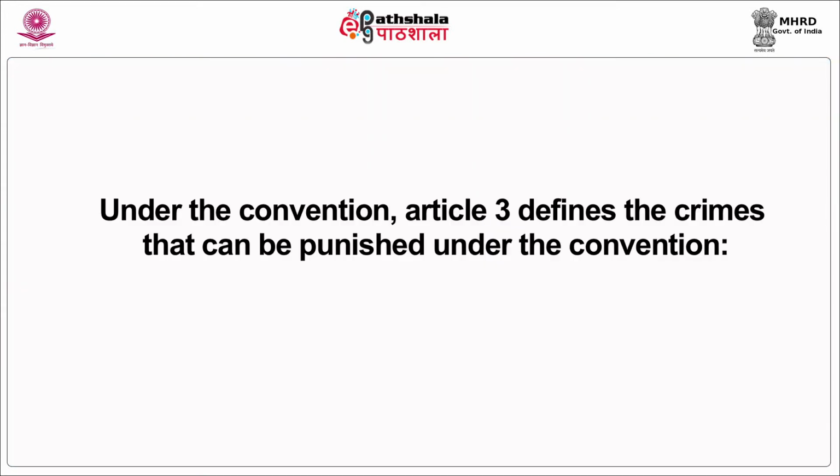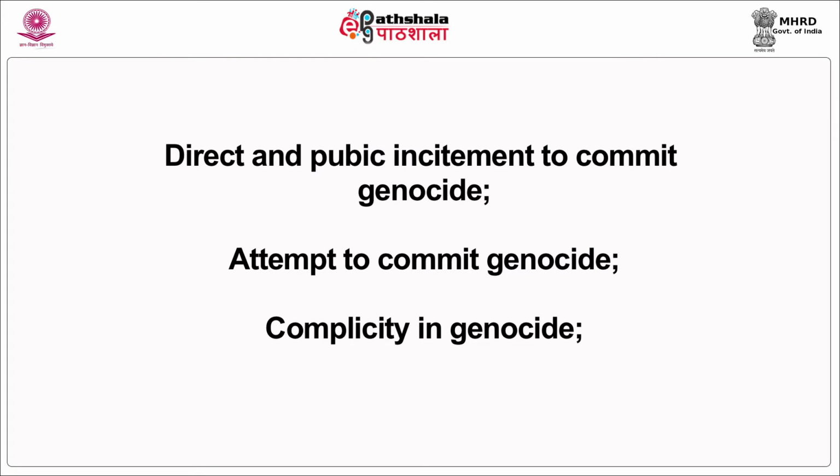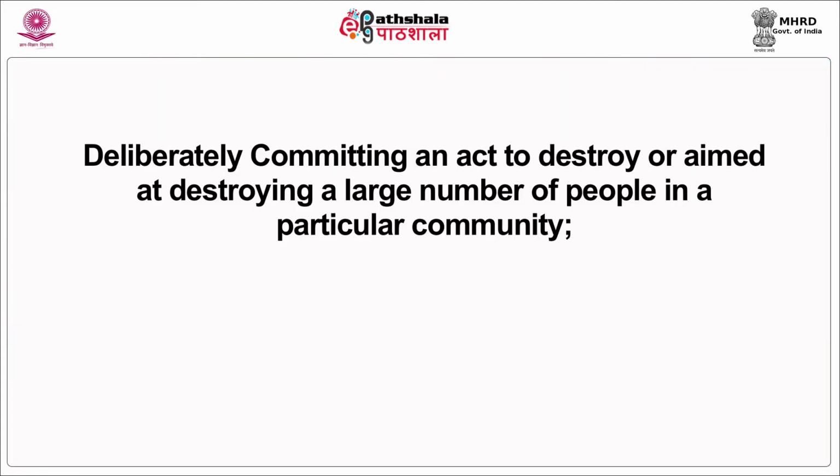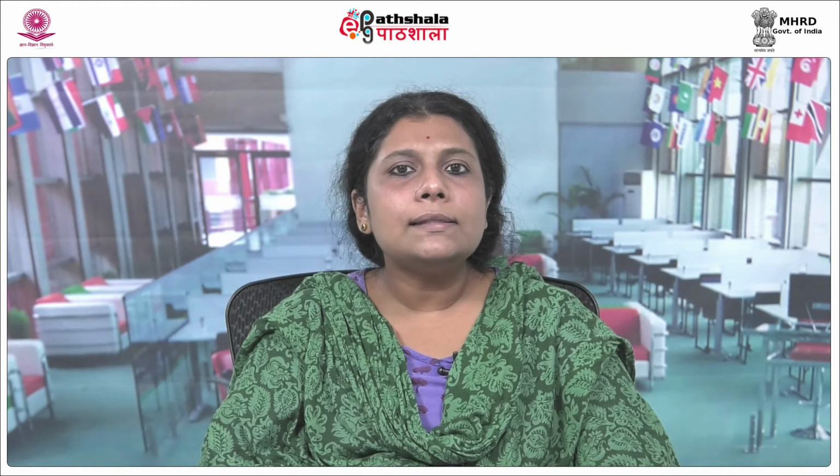Under the convention, Article 3 defines what crimes can be punished under the convention. Apart from genocide, it also talks about conspiracy to commit genocide, direct and public incitement to commit genocide, attempt to commit genocide, and complicity in genocide. For an act to be considered genocide, the following objective principles must be present. One: deliberately committing an act to destroy or aimed at destroying a large number of people in a particular community or in a particular geographic area. What is the intent to destroy? It requires a degree of knowledge of the ultimate order or act.